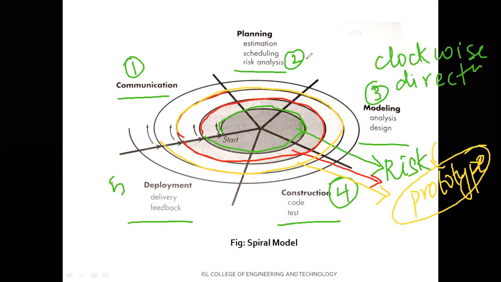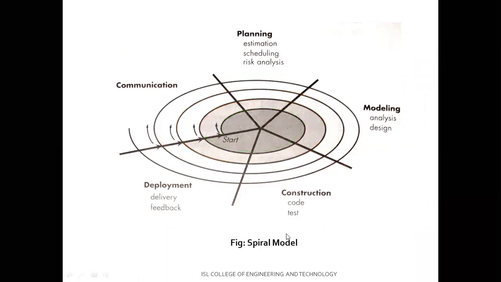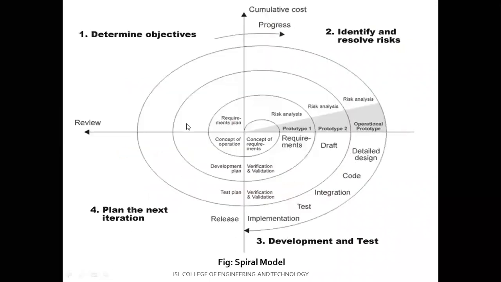Now, this is an easy representation. The next diagram is going to be a difficult one. This diagram you can draw when this particular spiral model answer is asked for 10 marks. If it is asked for 5 marks, you can draw the previous diagram. Now in here, you've got 4 different quadrants.